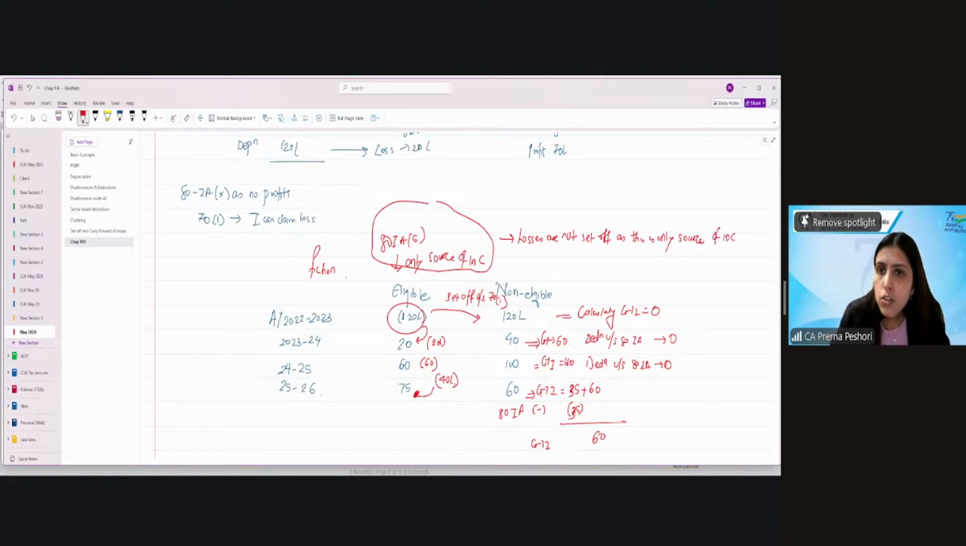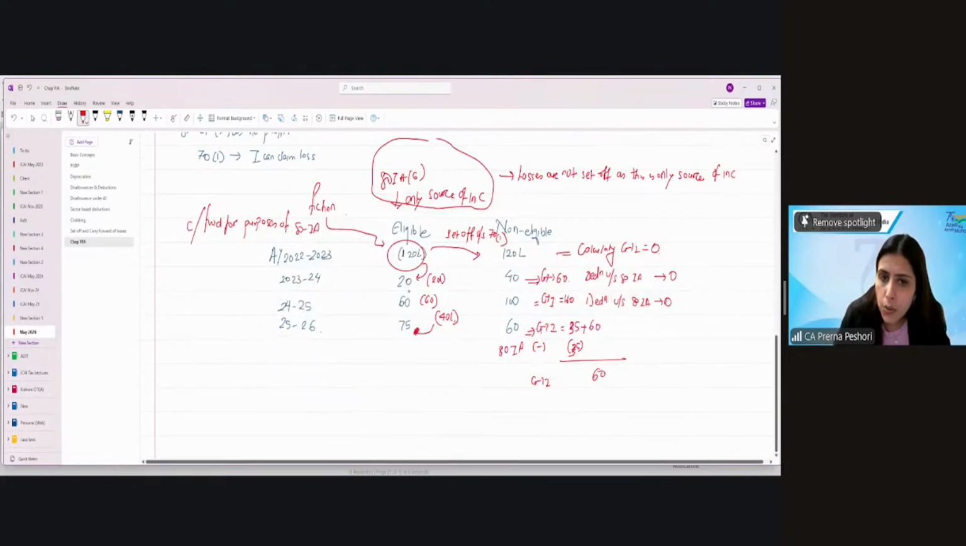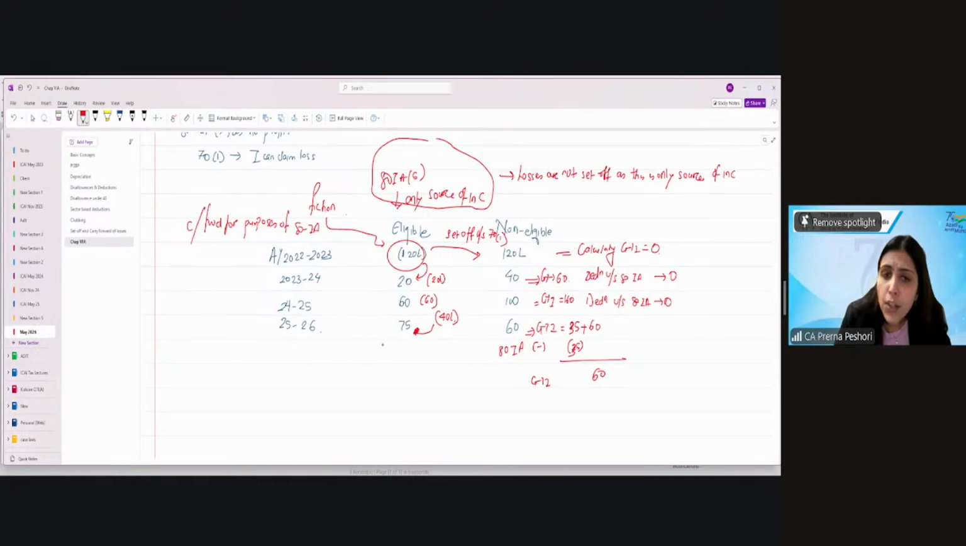Are you getting it? So I will carry forward this for the purposes of ATIA 5. Are we getting this? So 20 I will set off in 23-24, in 24-25 I'll set off 60, and balance 40 I'll set off in 25-26. So in 25-26, 35 lakh is the income which remains, which will be eligible for deduction under ATIA 5, and my GTI will be 60.